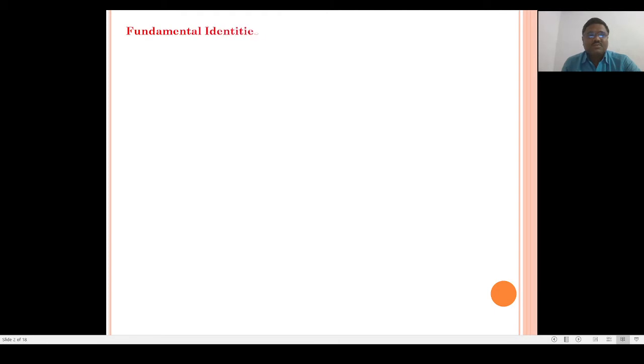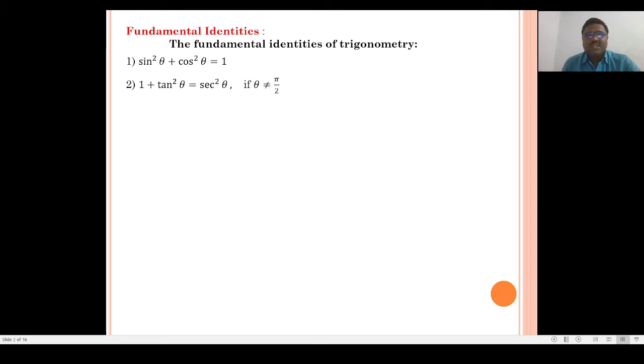So you already know about fundamental identities of trigonometric functions. The fundamental identities of trigonometry are: first one, sin square theta plus cos square theta equals 1. Second, 1 plus tan square theta equals sec square theta, if theta is not equal to pi by 2. And third one, 1 plus cot square theta equals cosec square theta, if theta is not equal to 0.